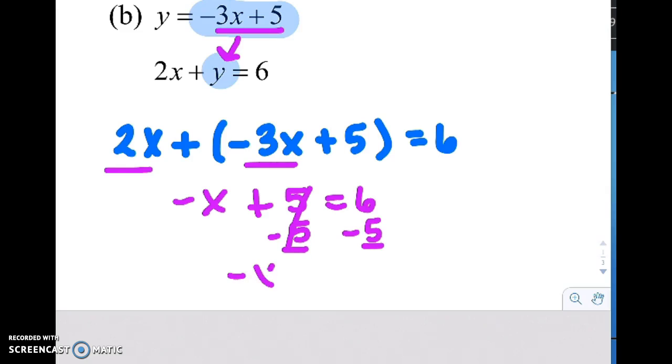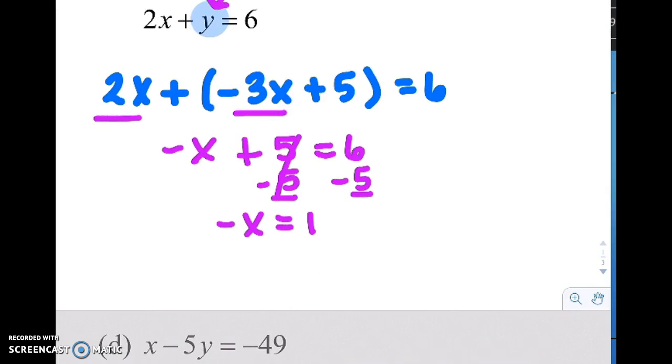We get negative x equals 1, and I don't want to know what negative x is, I want to know what positive x is. So to solve for x, we then just have to divide each side by negative 1, and we get x equals negative 1.